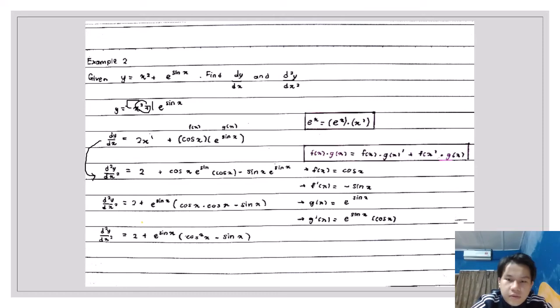Both of these have e^(sin x), so take this out to the outside of the function. So at the end, simplifying the second derivative, you will get 2 plus e^(sin x) bracket cos squared x minus sine x. Okay, that's all from me. Thank you.